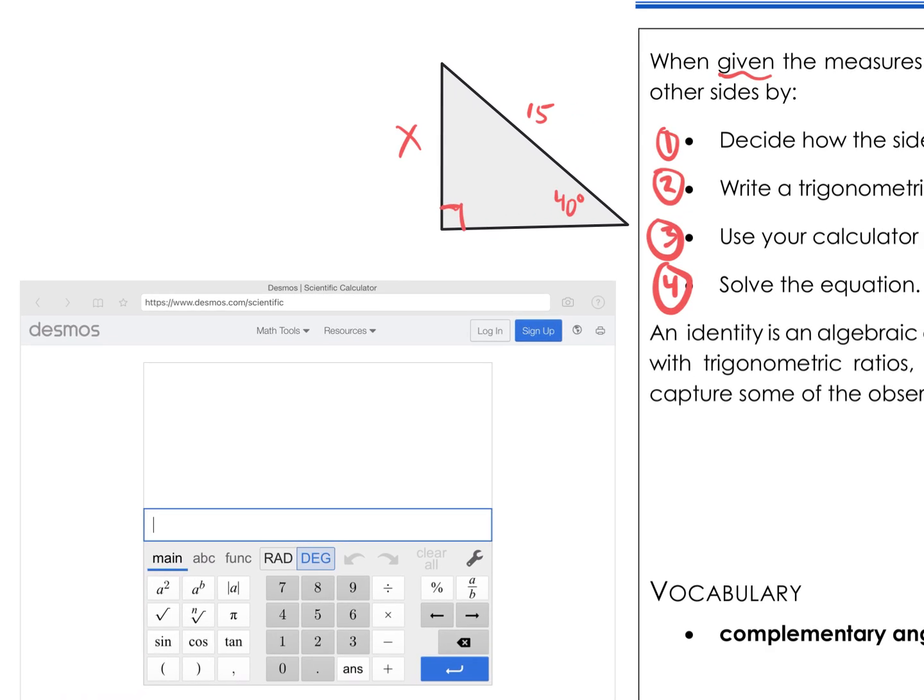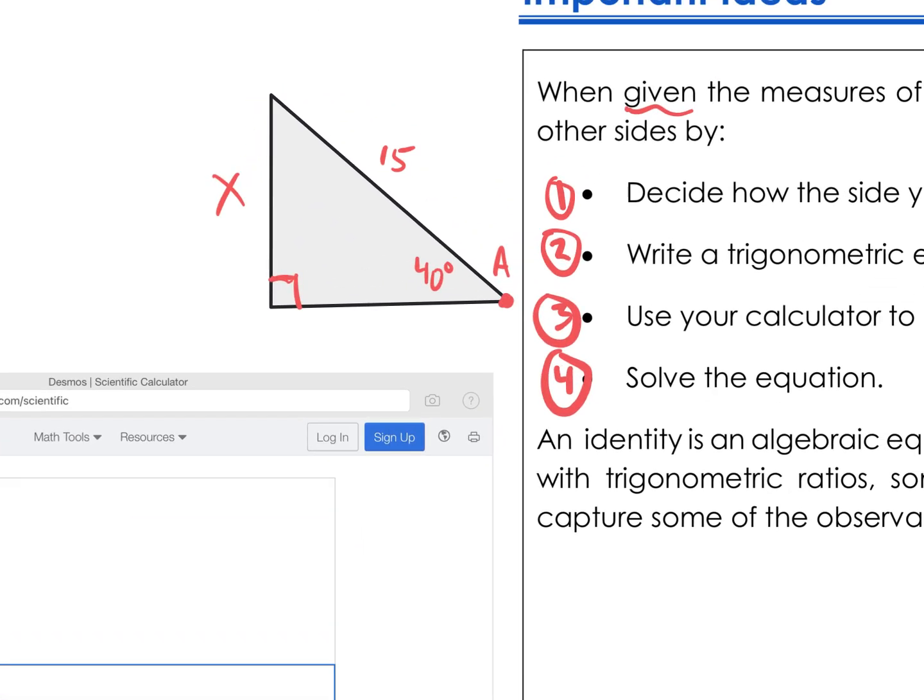So first step, we need to decide how are these related to the angle. So again, you can think of it like this is our angle A. You're standing over here, you're looking across this field. Here's the two legs. Which leg is this? Is this the leg that's adjacent and connected? No, this is the opposite to the 40-degree angle that we know. And what is this 15 side? Well, that's the hypotenuse, because it's opposite the right angle.